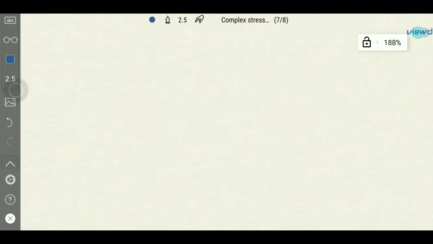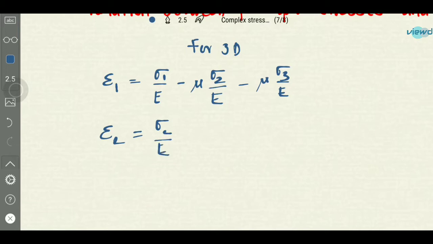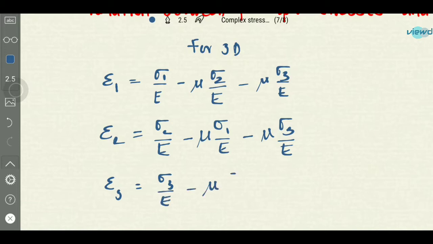And the relation between principal stresses and principal strains. We have seen this relation in the first unit, and the same is applicable for principal stresses also. So for 3D, epsilon 1 will be sigma 1 by E minus mu into sigma 2 by E minus mu into sigma 3 by E. Same formula. Epsilon 2 will be sigma 2 by E, and we need to subtract the lateral strains, sigma 3 by E, and epsilon 3 will be sigma 3 by E minus mu into sigma 1 by E minus mu into sigma 2 by E.